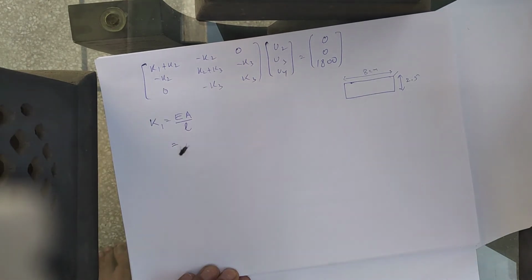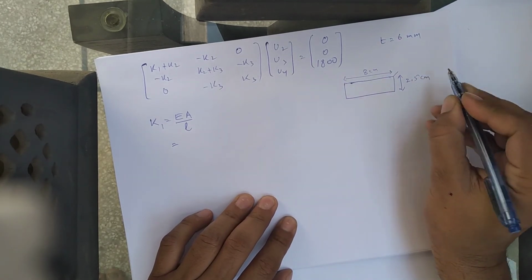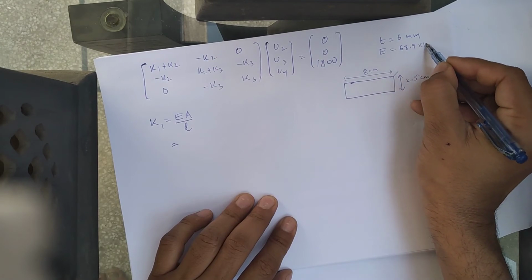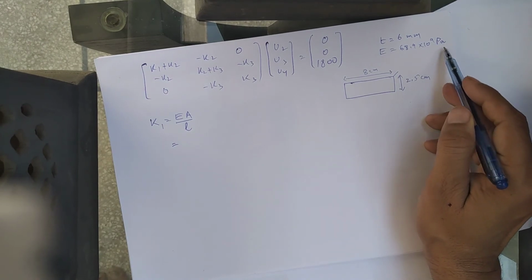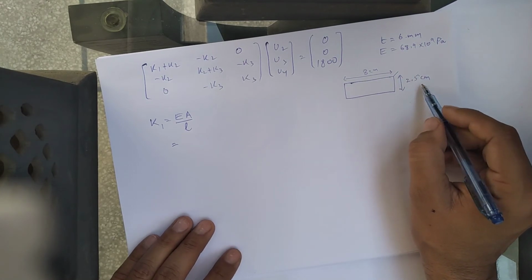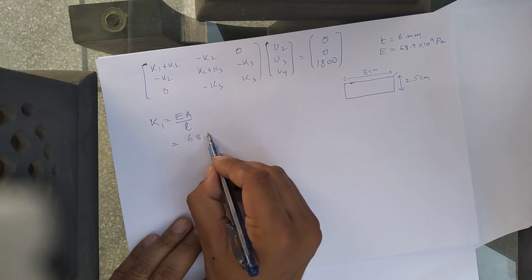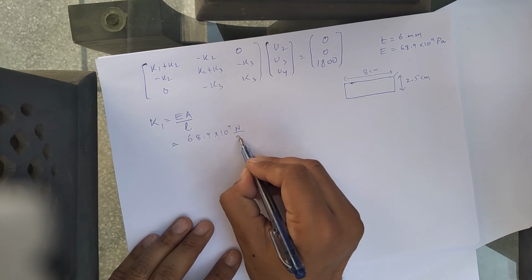So let me give you the value of E and the thickness. The thickness given in the question is 6 millimeter, and these are centimeters, right? And we have the value of E, which is 68.9 into 10 raised to power 9 Pascal. We know that Pascal is Newton per meter square, so we have to convert all the other values of length into meters, right? So from here we can calculate K1. That will be 68.9 into 10 raised to power 9 Newton per meter square.